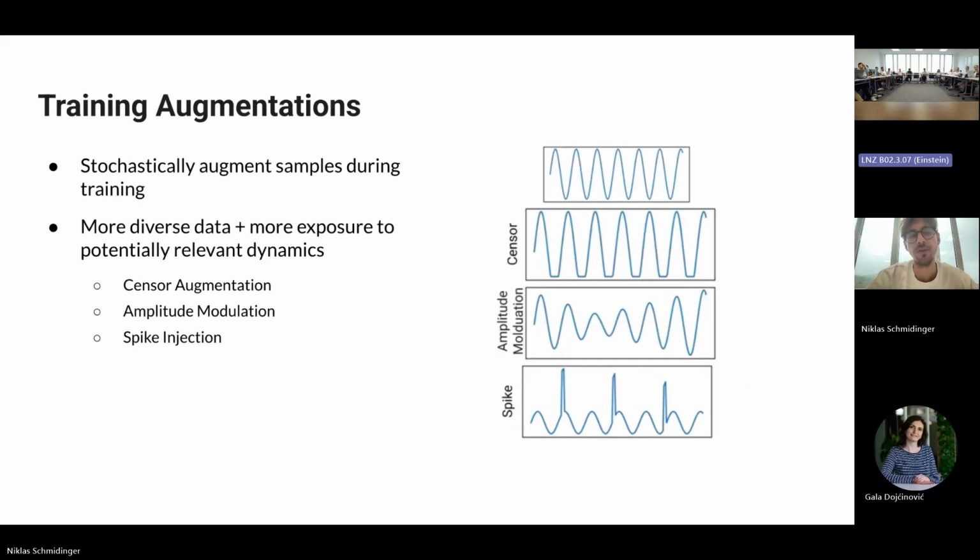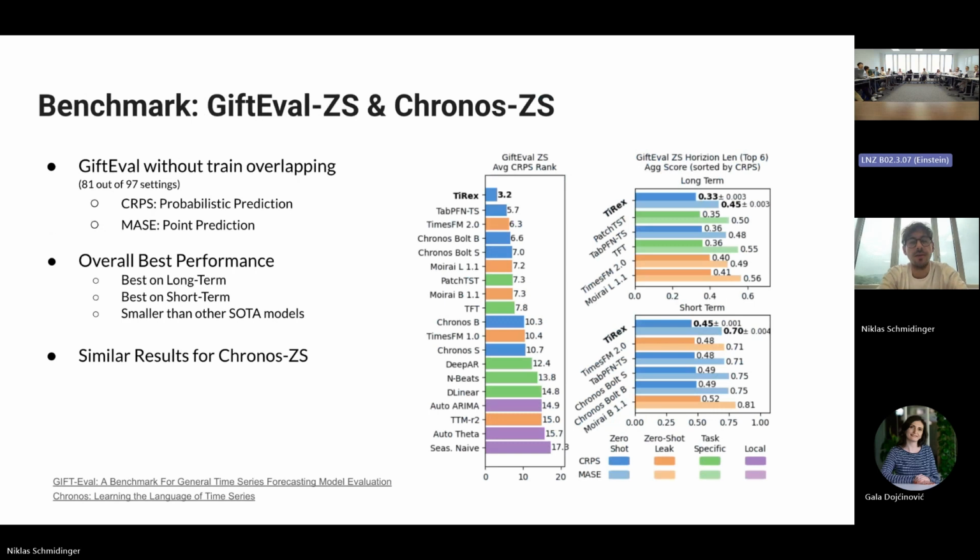Also some training augmentations. You stochastically augment samples during training. So you have some amplitude modulation, or you inject some spikes at different intervals. This is just to make the data sets more diverse. And basically this is the benchmark results. This is a rank score here, so lower is better. And this is the GIFT-Eval.